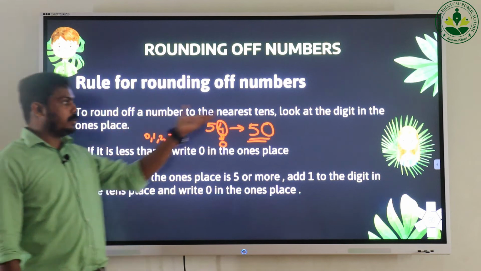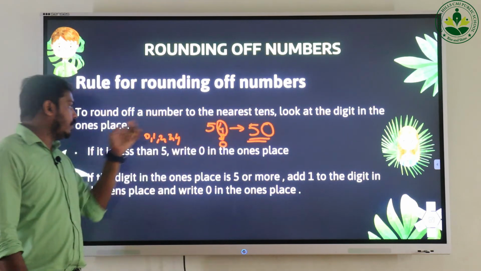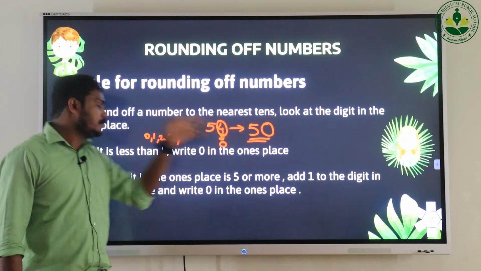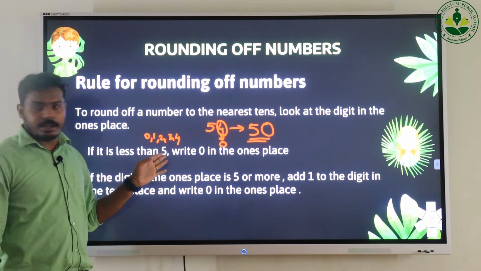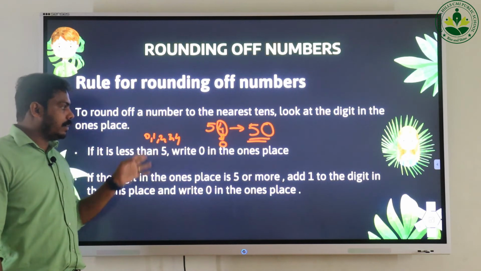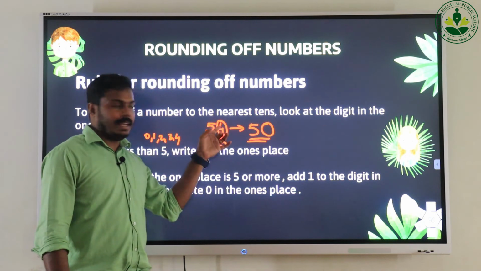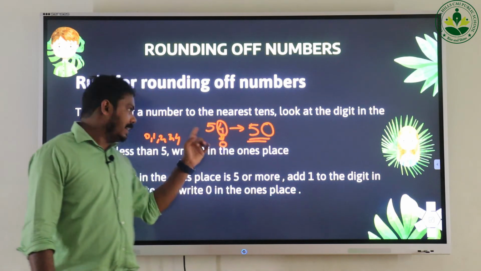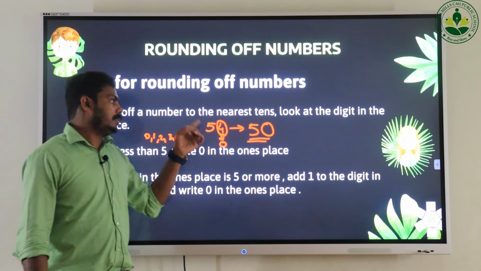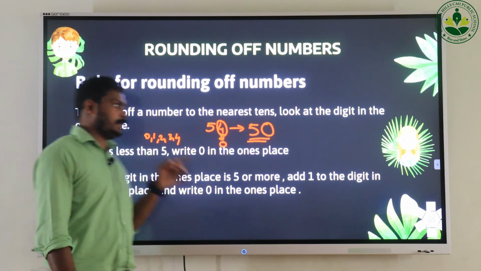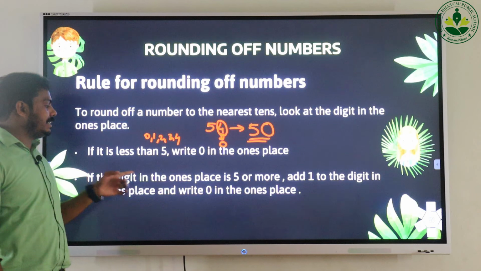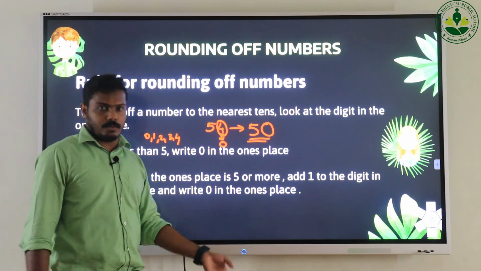To round off a number to the nearest tens, look at the digit in the ones place. Here the ones place digit is 4. If it is less than 5, write 0 in the ones place instead of that digit. And there is no change in the tens place digit. It is 50.